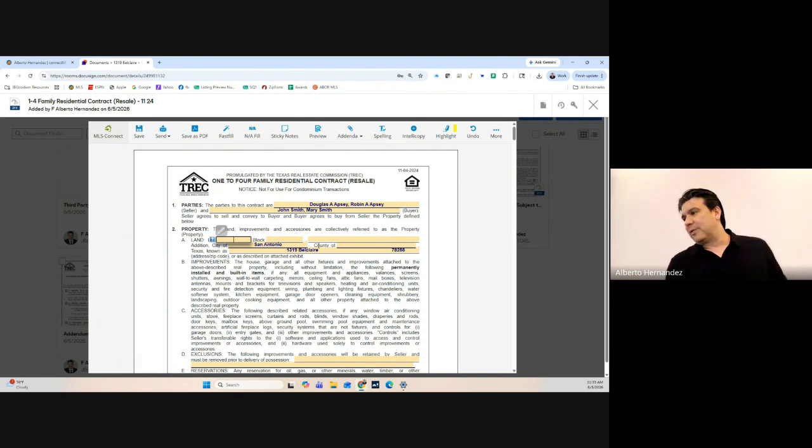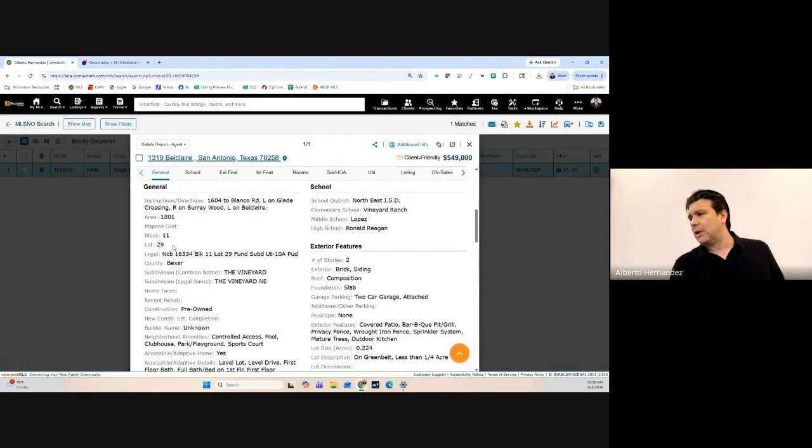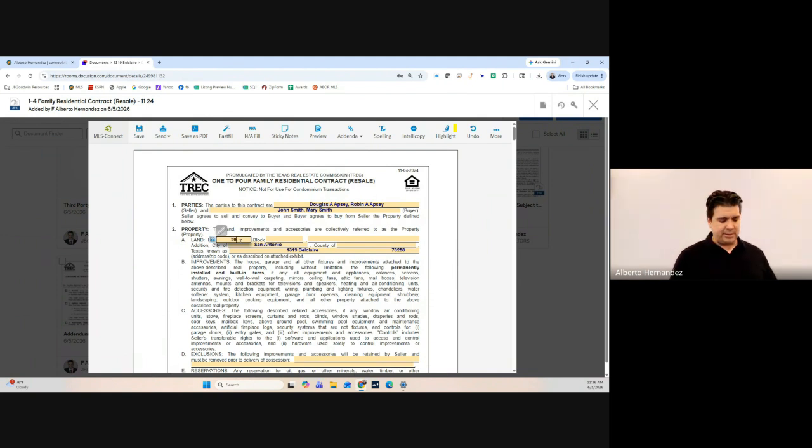Now we talk about the information for the property. Once again, I could use that tax information. I can also go here and maybe find the property information as well. Oh, I think it's up here in general. So it's in lot 29, block 11, and then it's also asking for the legal name of the subdivision. So I would copy and paste that and then just go 29, 11, boom.